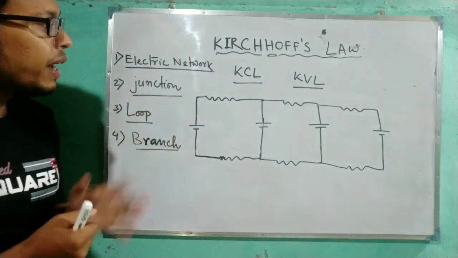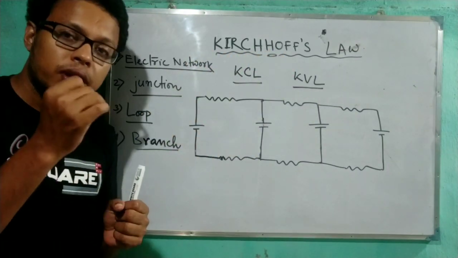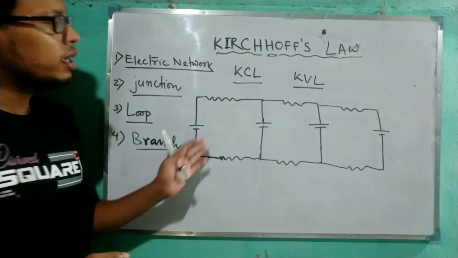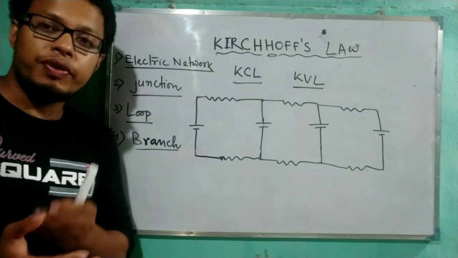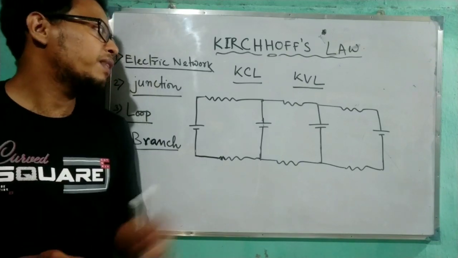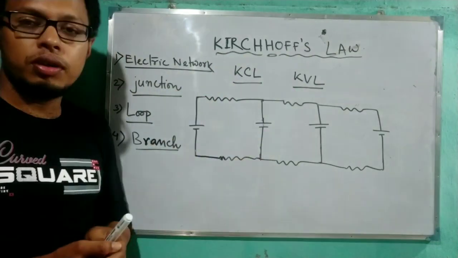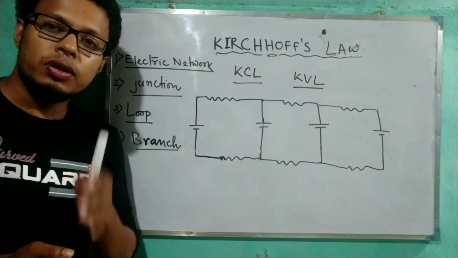Because if we want to find the current through the resistance like this, then we have to apply Kirchhoff's law. In the current electricity chapter, you will face so many problems. By applying Kirchhoff's law, you can easily find out the value of current that flows through the resistance.